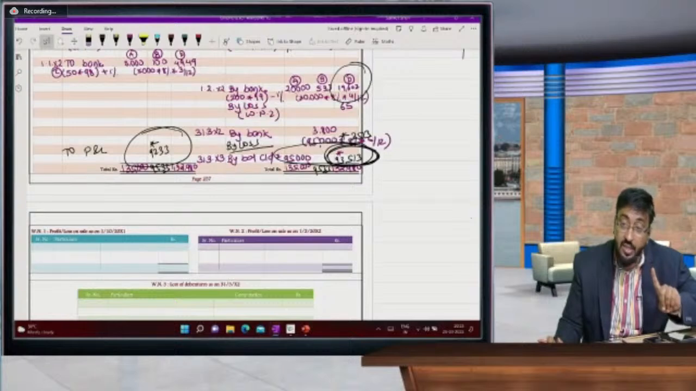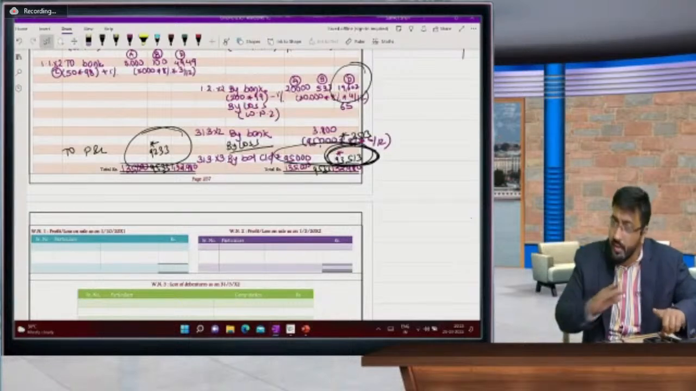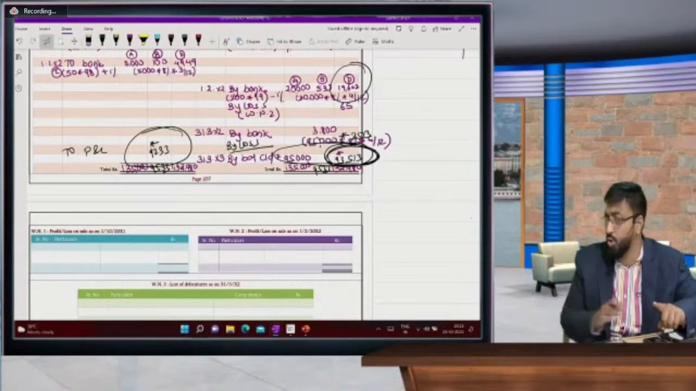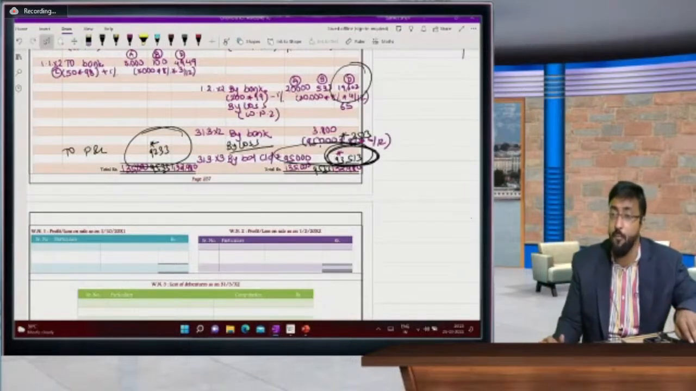And in the next session, please tell me your targets. Whatever questions of debentures, go through all the questions from 1 to 10 and solve them. Equity shares in the next session.